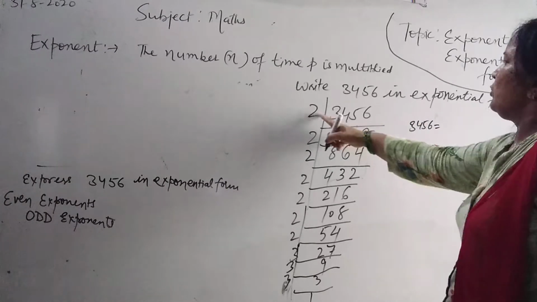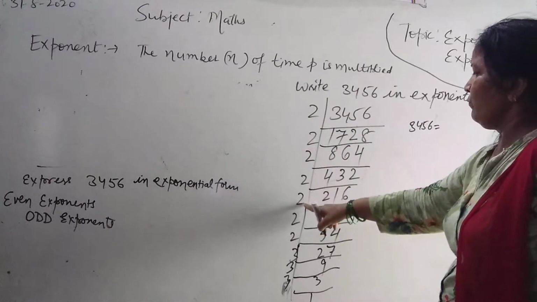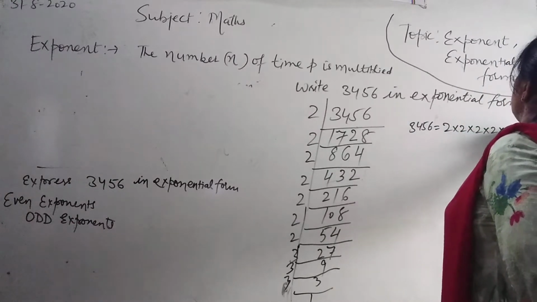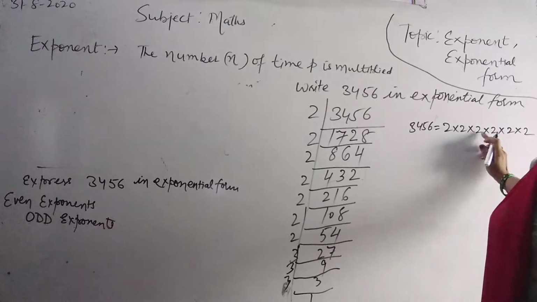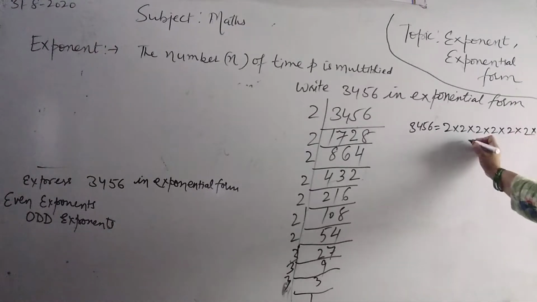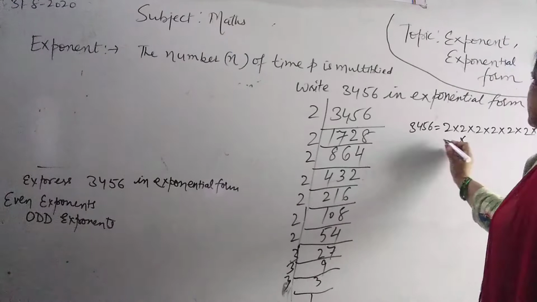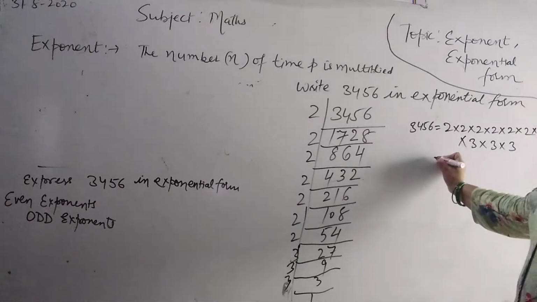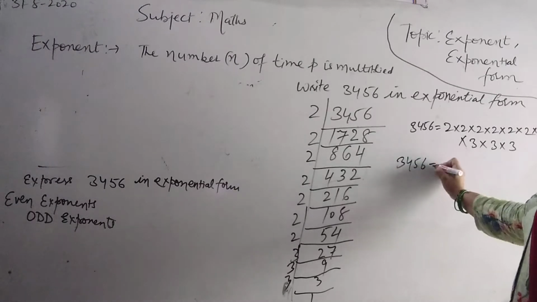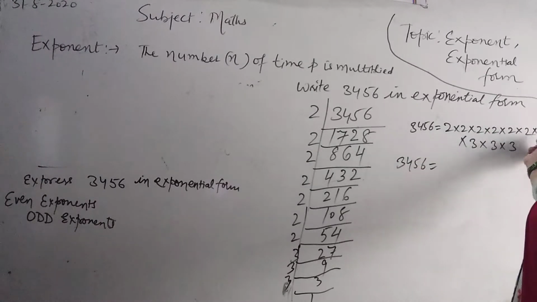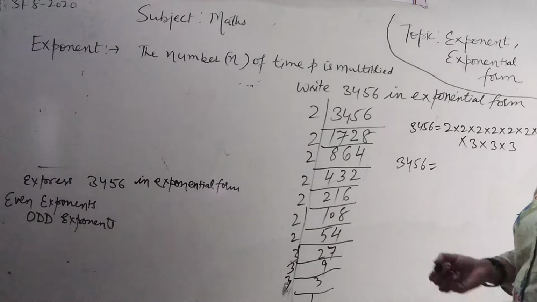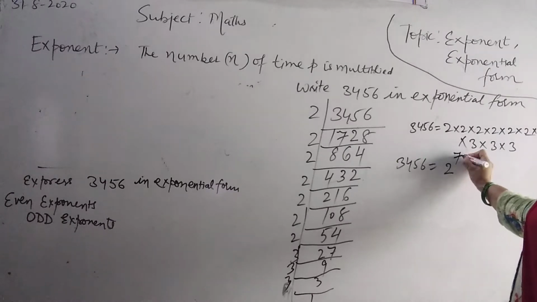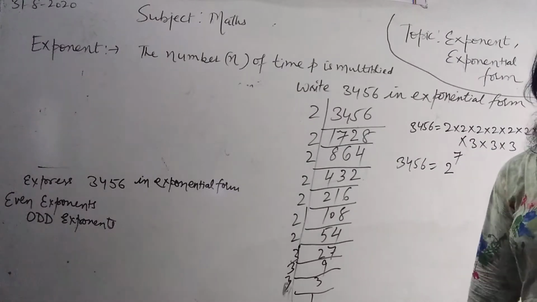This can be written as 2 how many times? 1, 2, 3, 4, 5, 6, 7. 2 is here 7 times. Multiplied by 3, which is 3 times. Now 2 is multiplied how many times? 7 times. 1, 2, 3, 4, 5, 6, 7. Now 2 is taken as the base and the number of times is taken as the exponent or index.